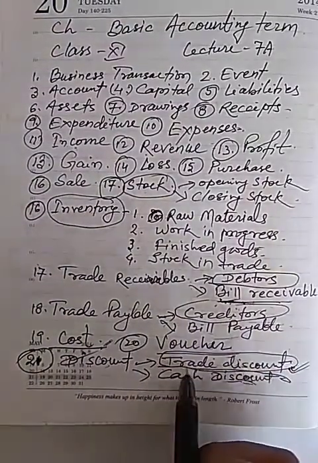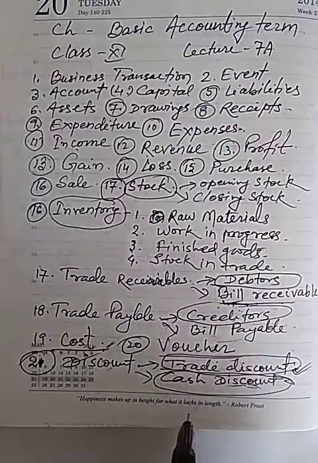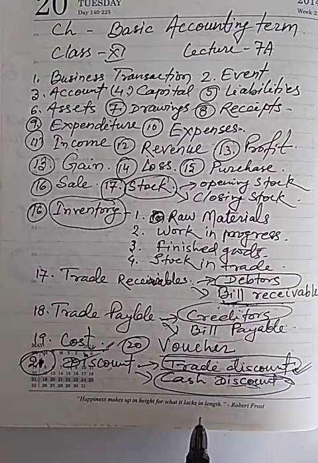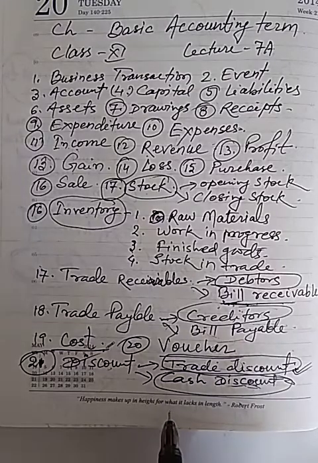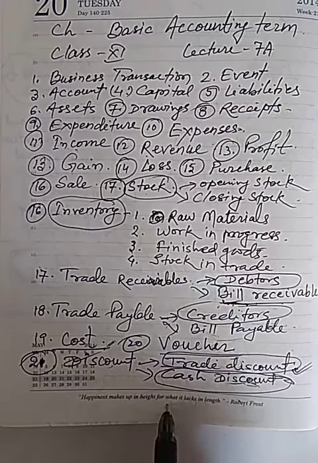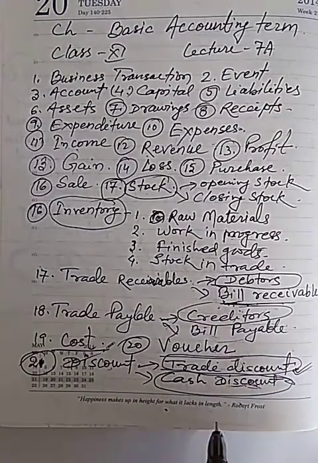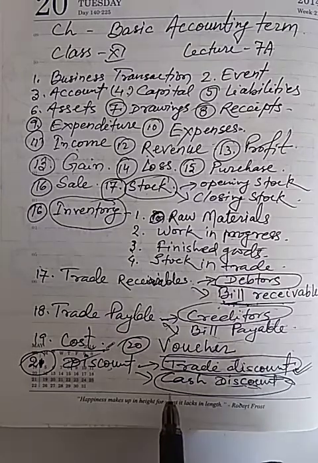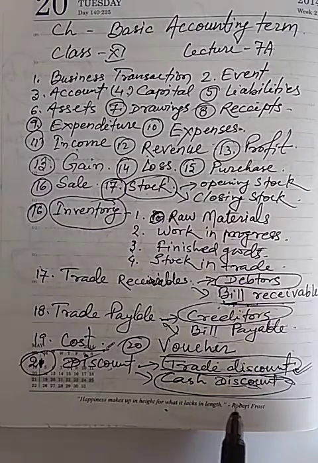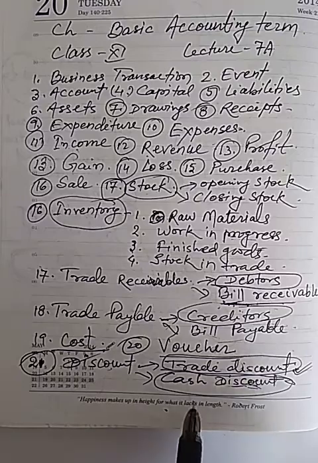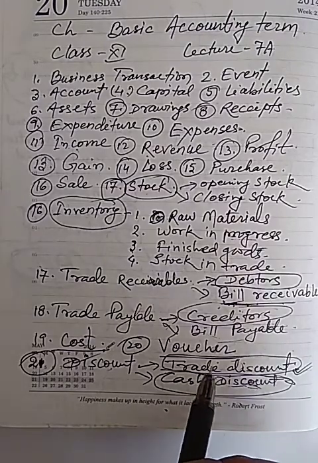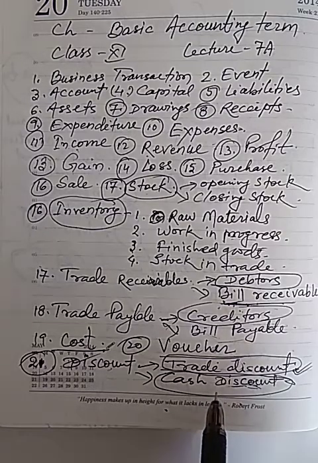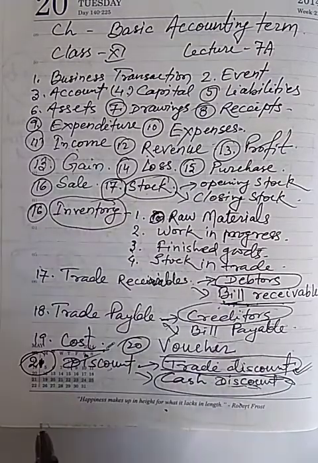But cash discount is given to customer for quick payment. For example, if seller allowed 2% discount for payment within a week, it will be called cash discount. It is always recorded in the books of account, but trade discount is not recorded in the books of account.